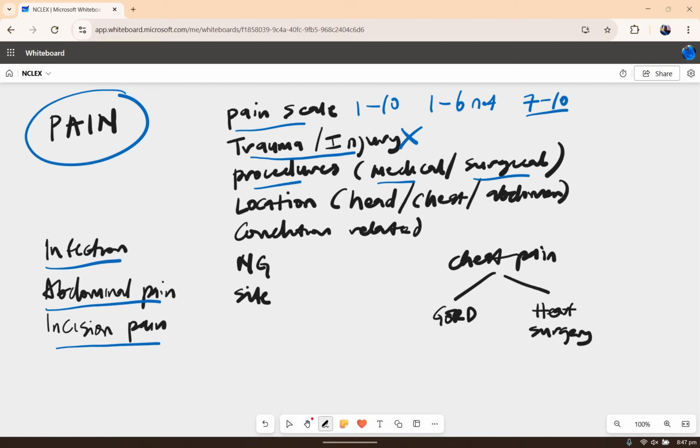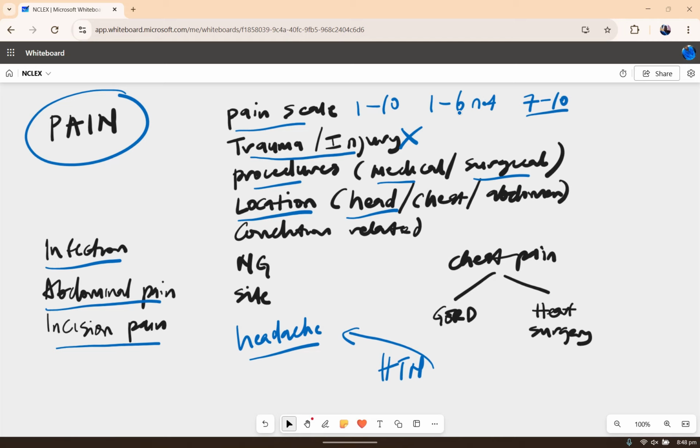Now we also have pain related to location. We have head. Now let me tell you something. Headache. A patient can have headache. This is a neurological symptom. Now, one thing I want you to know is this: hypertension can cause a patient to have what? Headache. Hypertension can cause a patient to have headache.